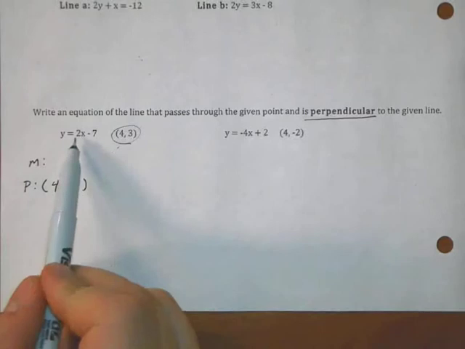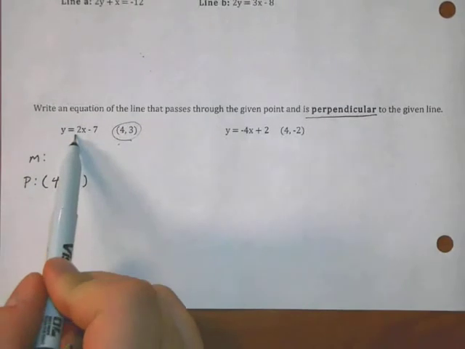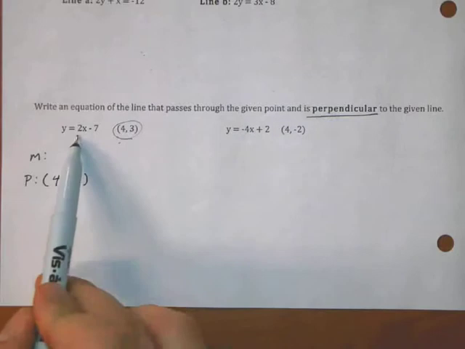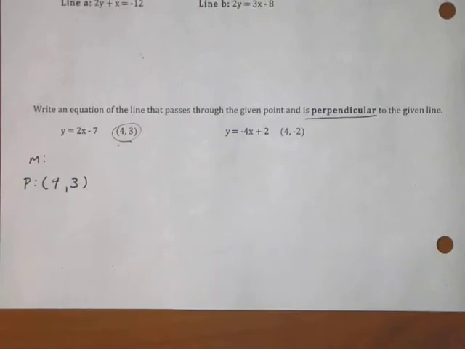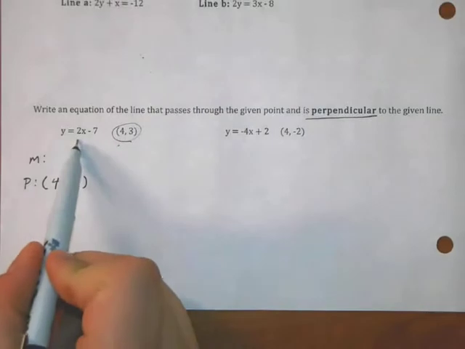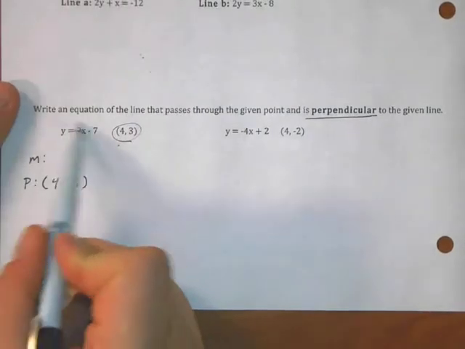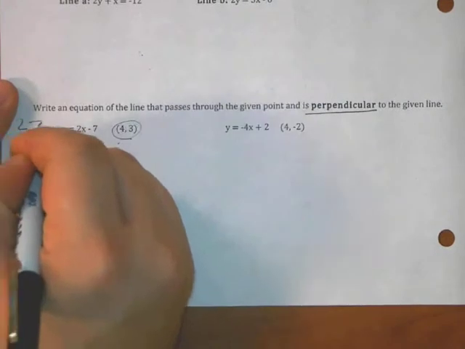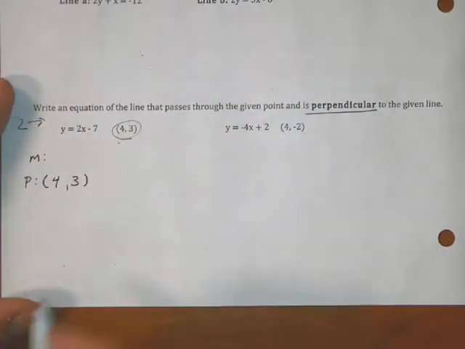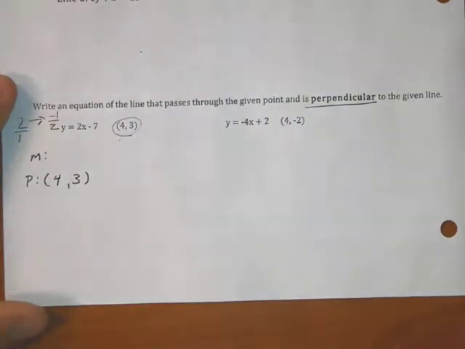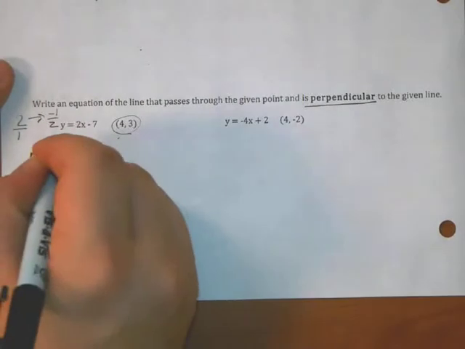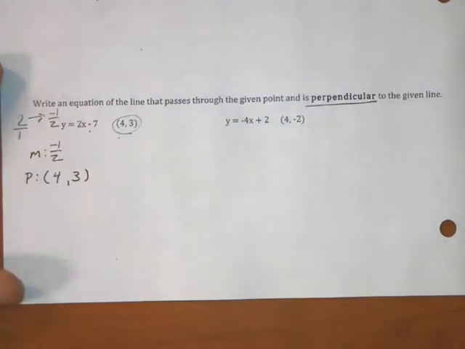Well, how does this line and our line compare to each other? They are perpendicular. Well, how do perpendicular lines compare? They have opposite reciprocal slopes. So what's the slope of this line? What's the slope of this line? What should the slope of our line be? -1/2. Sure. So our line that's perpendicular to this one has a slope not of 2, but of -1/2.